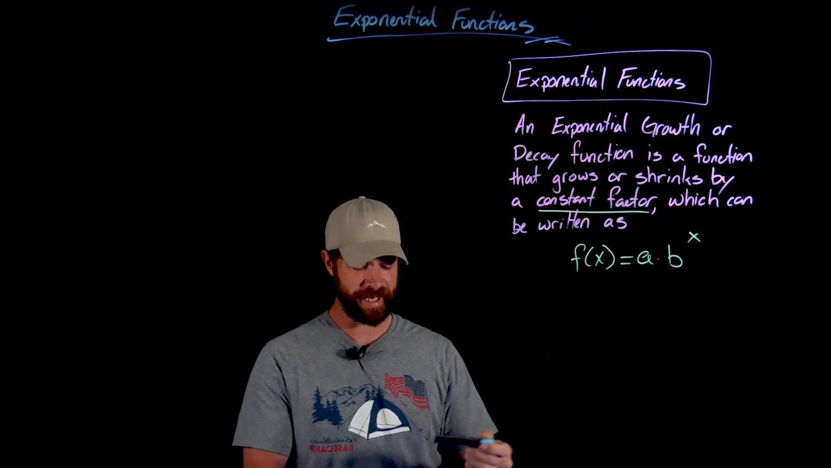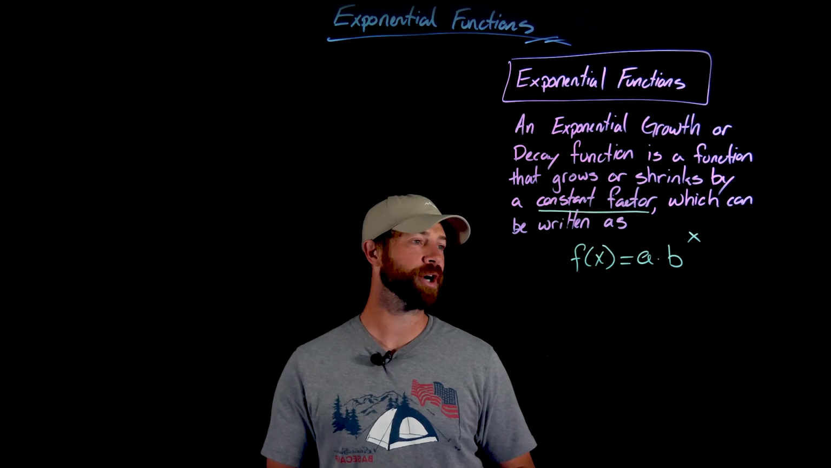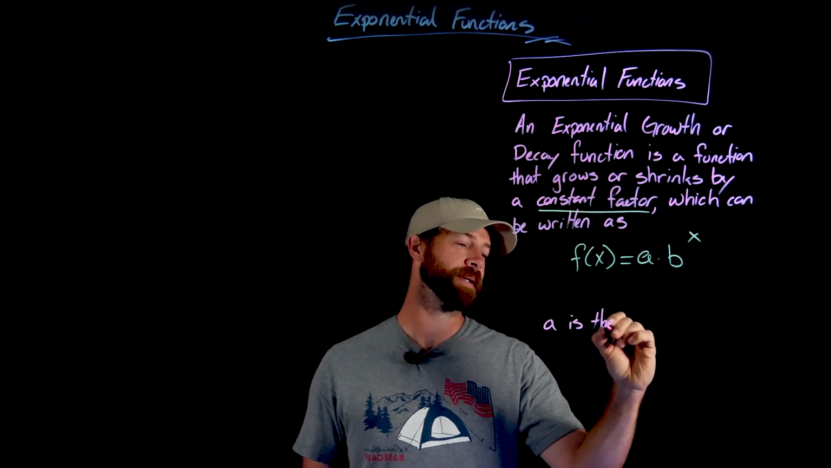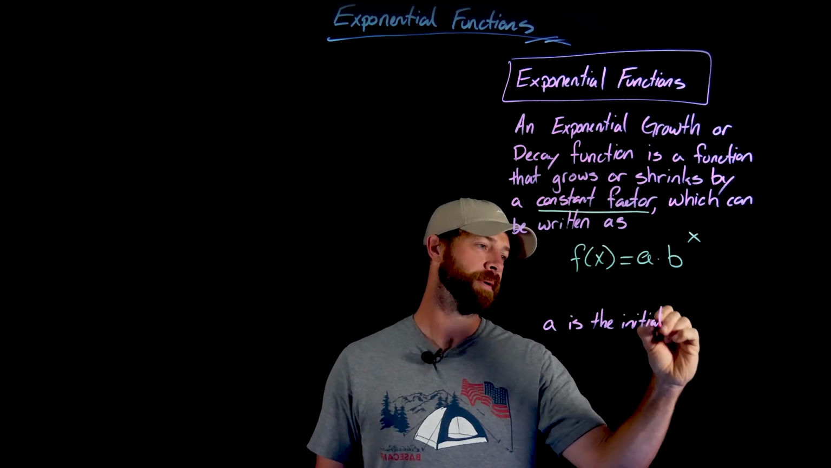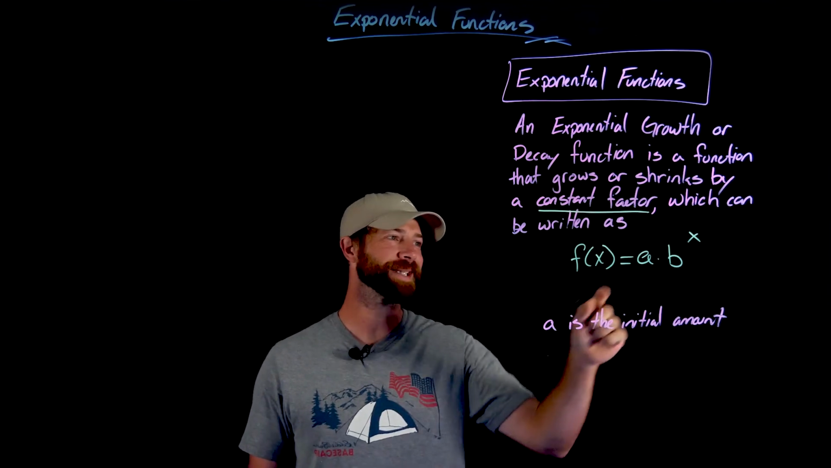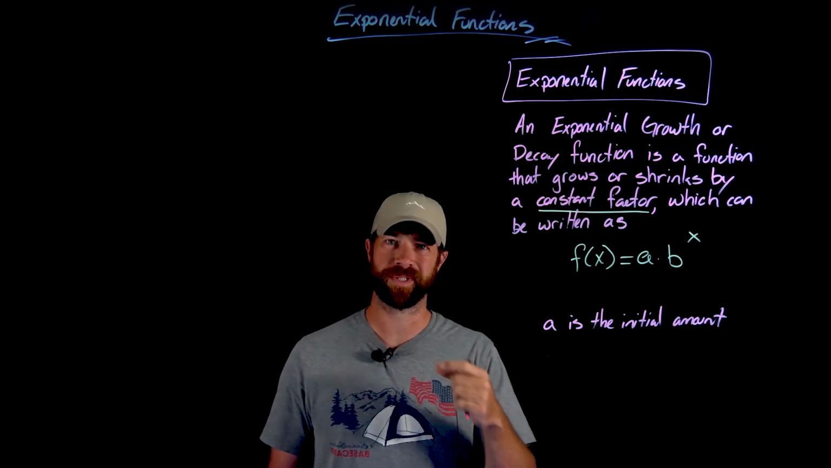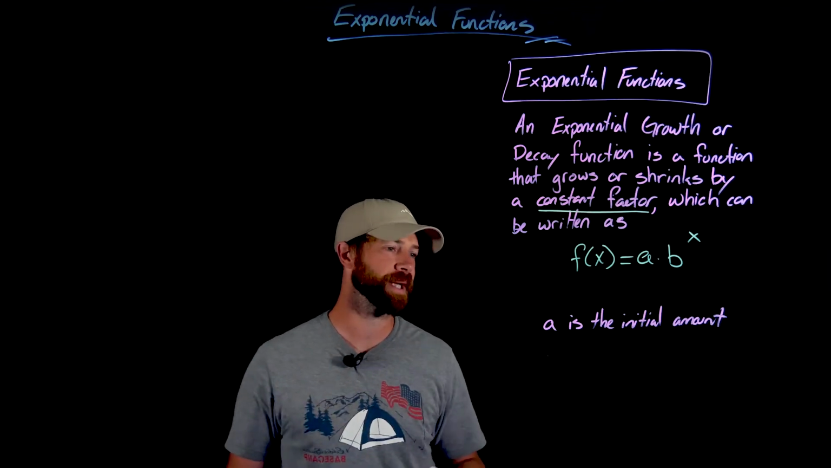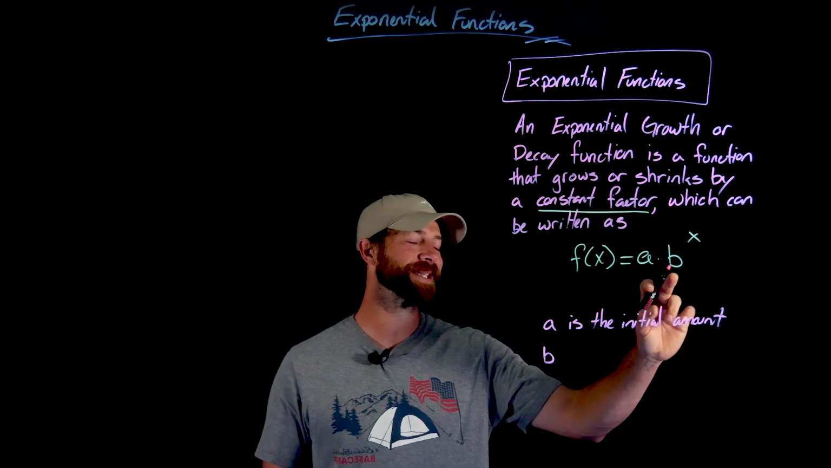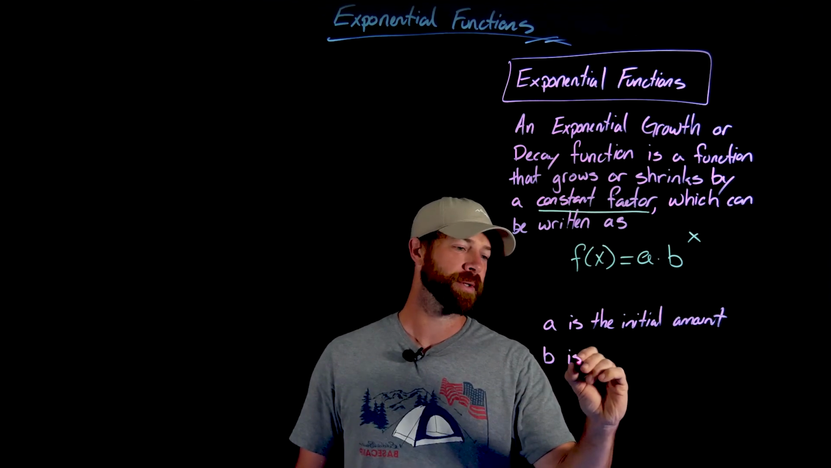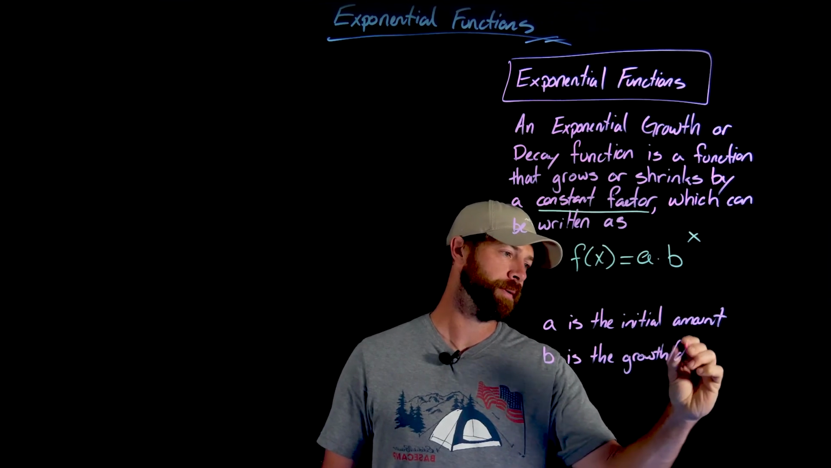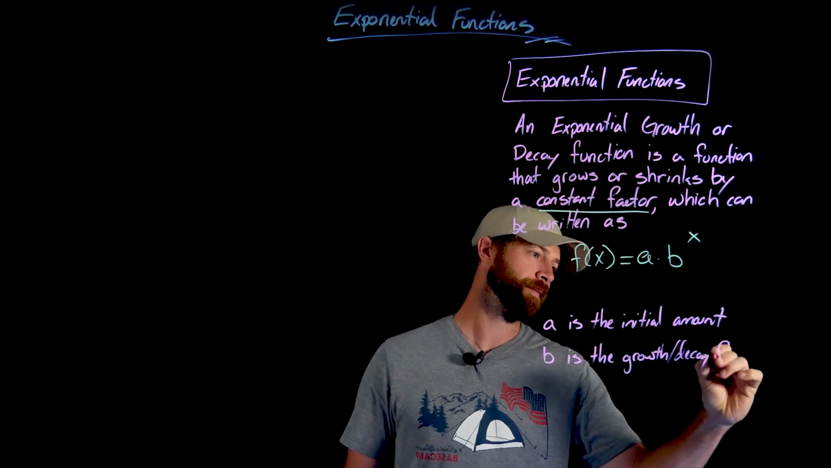So a in this case is the starting or initial amount. Or more importantly, it's the amount you have when your x value is 0, or at time 0, whatever 0 represents. b is the growth or decay factor. In the previous example, that b value was 2. So b is the growth, decay factor.